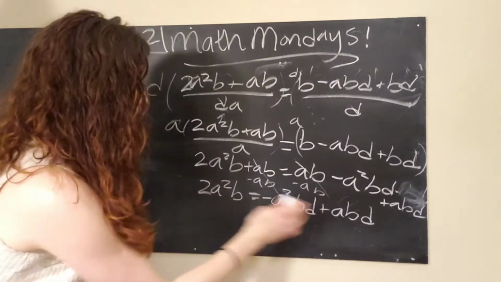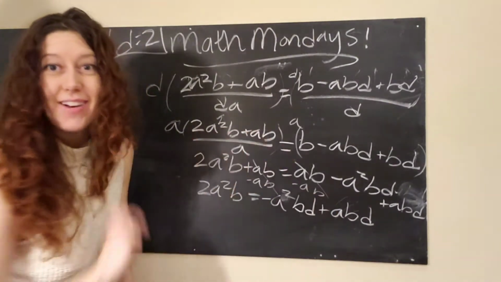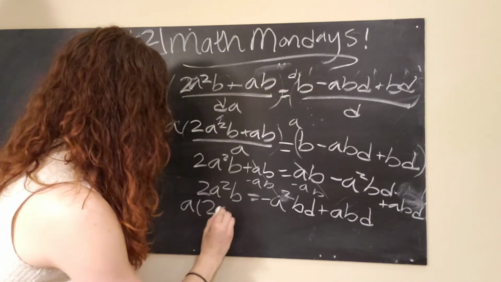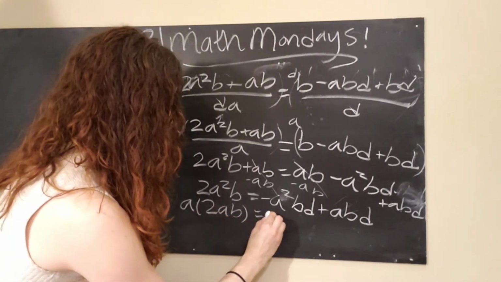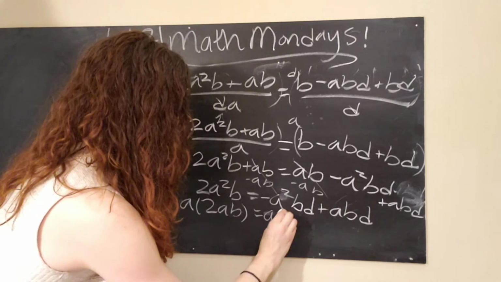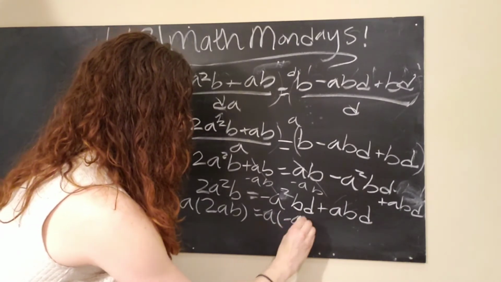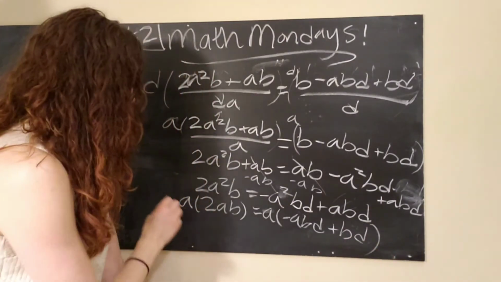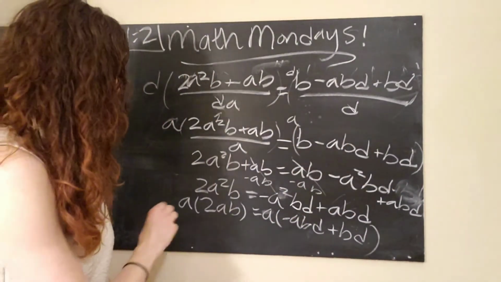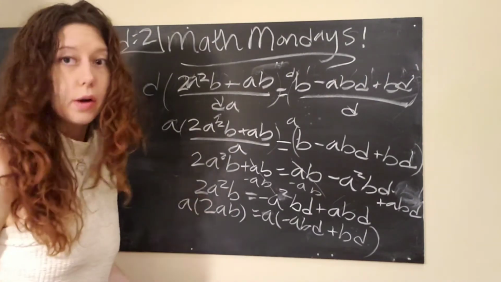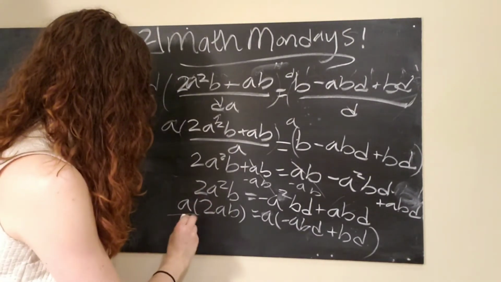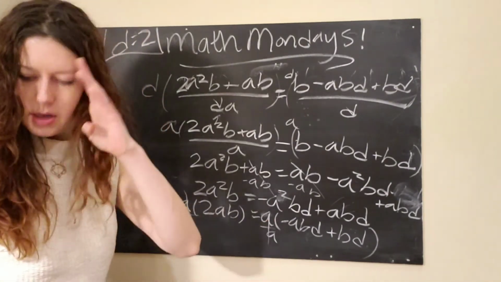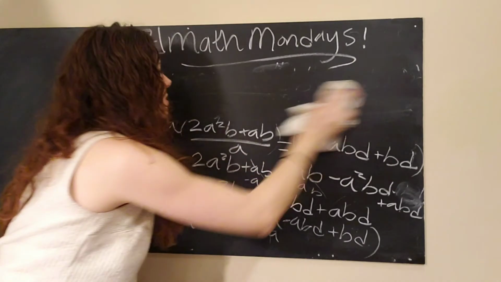Okay, so now we find that we have an a in all of these terms. Cool, which means we can pull it out. 2ab equals negative, we'll pull the a out, we'll leave the negative inside, abd plus bd. And again, we can divide by a on both sides, or, well, on one side, so I'm going to divide that by a, and those cancel.